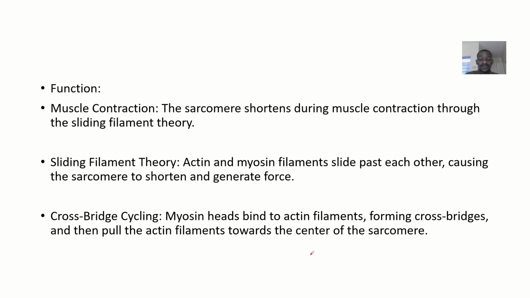So function: the sarcomere is important in muscle contraction. The sarcomere shortens during muscle contraction through the sliding filament theory. Now what is the sliding filament theory? The actin and myosin filaments slide past each other, causing the sarcomere to shorten and generate force. Then the cross bridge cycling: the myosin heads bind to actin filaments, forming cross bridges, and then pull the actin filaments towards the center of the sarcomere.